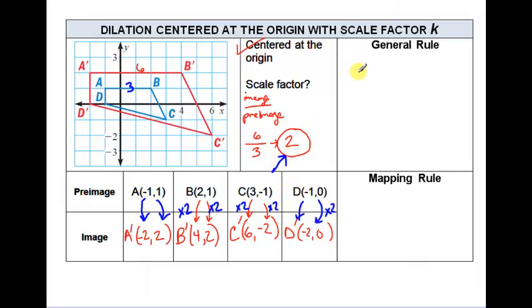So here's our general rule. If you want to get a dilation, you need to take all your coordinates and you need to multiply them. Multiply all coordinates, x's and y's, by your scale factor.